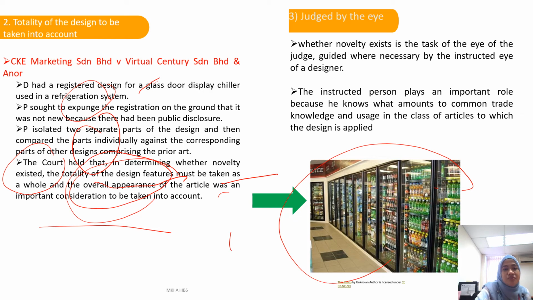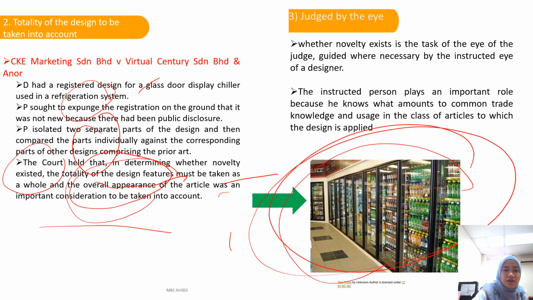So court held that plaintiff, you cannot separate these parts into several parts and then you claim that each of these parts has actually been disclosed to the public. No, in order for you to say that this particular article has already been disclosed, okay, there is a prior art according to this, so you have to take into account the totality of the design. Is there prior art or not? Okay, right. Okay, that is the case of CKE Marketing.